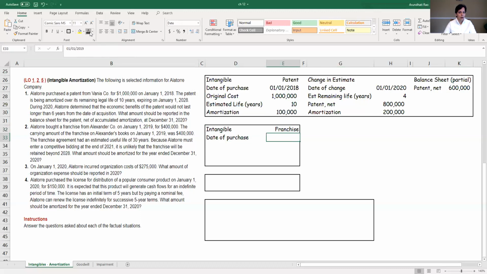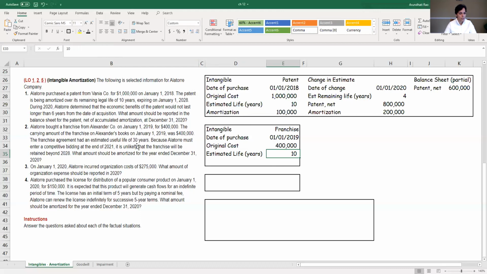The date of the contract is 1/1/2019. How much did we pay for this? The original cost is 400,000. In this case, the key is the remaining life. What's the life over which we can amortize this franchise cost? In this case, it's going to be 10 years, not the 30 years.